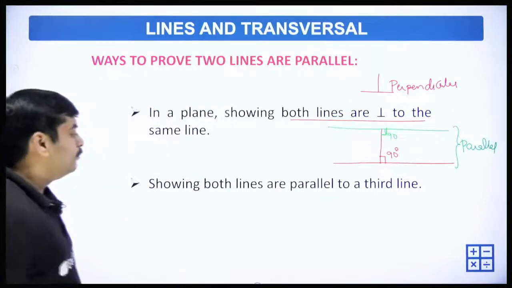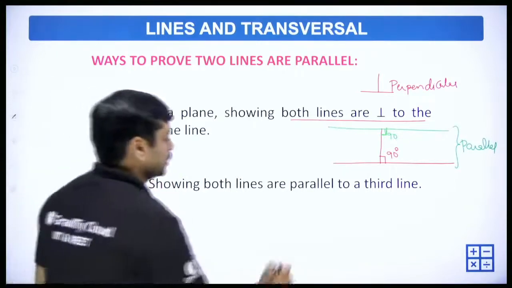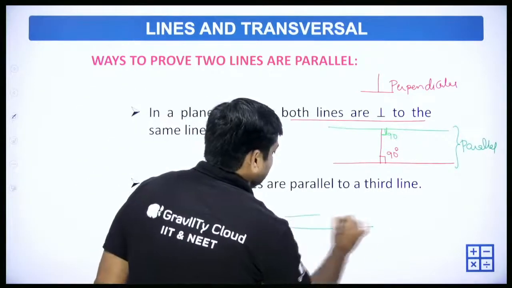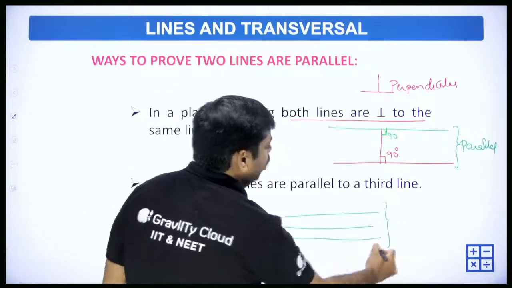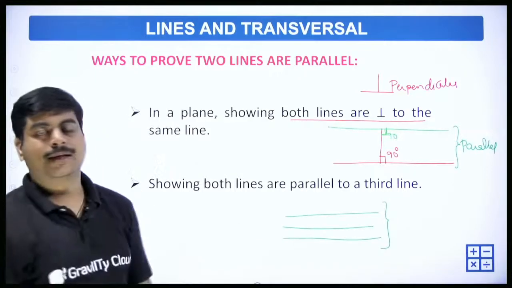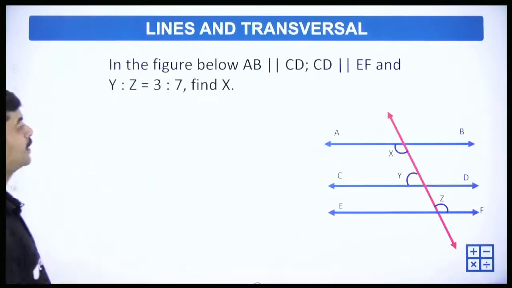Okay, showing both lines are parallel to the third line, the point which we have discussed just now. First line, second line, and there is one more line which is parallel to the second line, so we can say that all these lines are parallel. Right? Let's try to discuss one or two questions based on all the properties we have discussed till now.